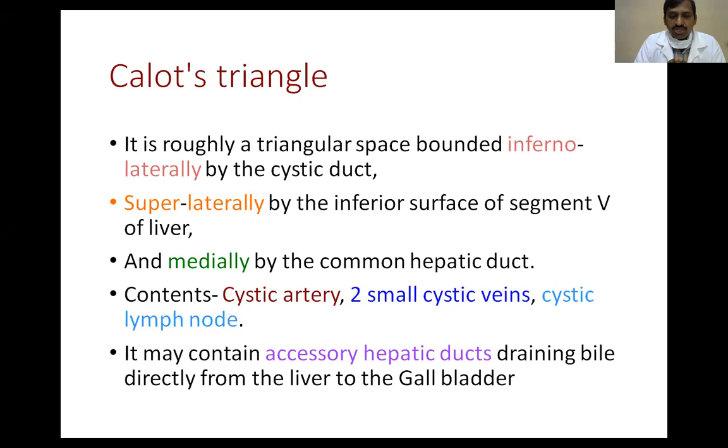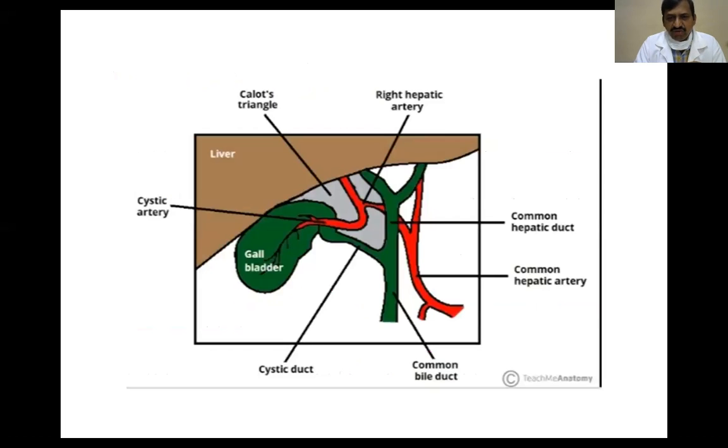That is why you must be very careful with these structures while doing cholecystectomy or removal of the stones, or during any malignancy or any tumors which are related with the hepatis. You must be very careful. That is why, from the examination point of view, the Calot's triangle is also important. They may ask for the key marks.